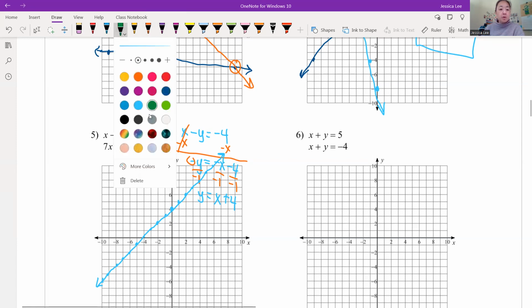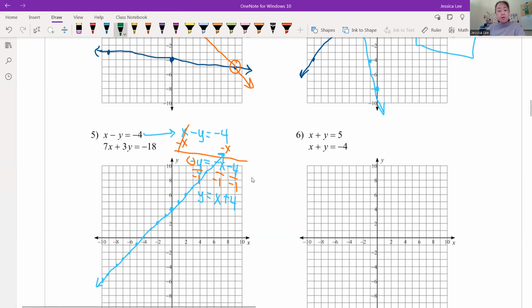So let's go with green here. I'm going to just do the work over here on the right. So we've got 7x plus 3y is equal to -18. So our first step is going to be, again, get rid of this x. So we're going to go -7x. And we've got 3y is equal to -7x minus 18.